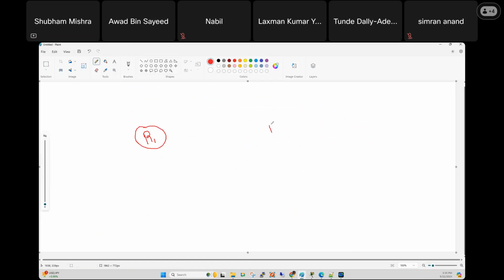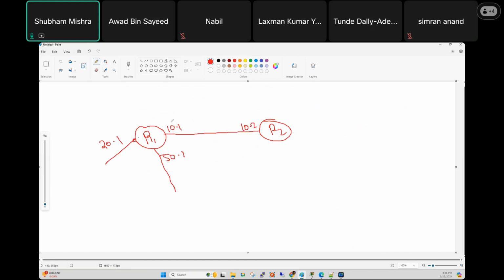Now see what I'm trying to say. R1, R2. Here I configure 10.1, here I configure 10.2. There are two more interfaces, with IP addresses 20.1 and 50.1. On every interface of this router, OSPF is running. Okay, everyone.